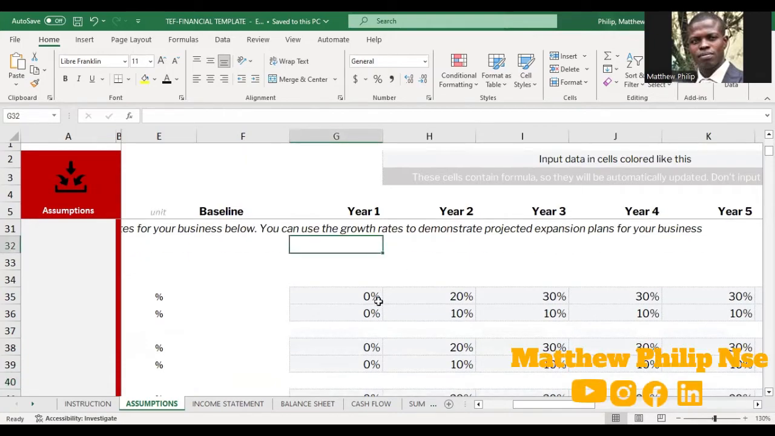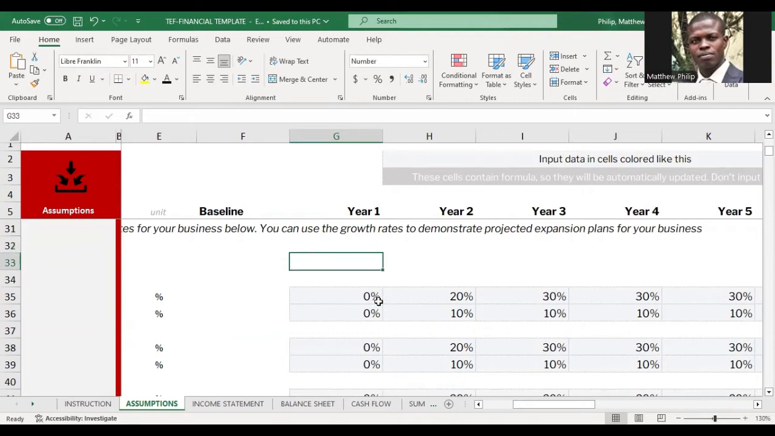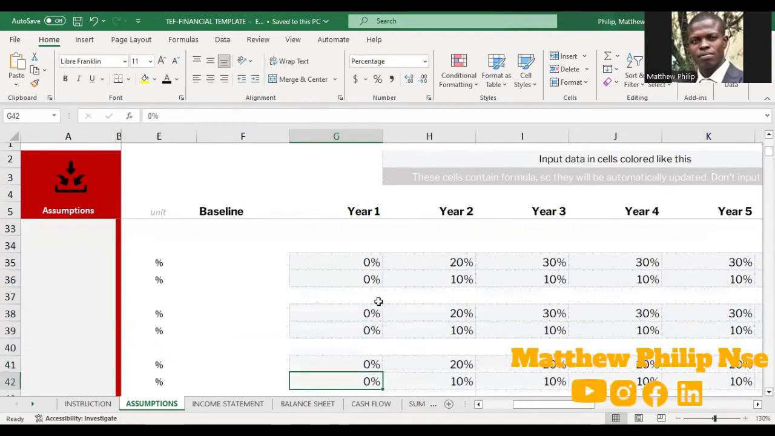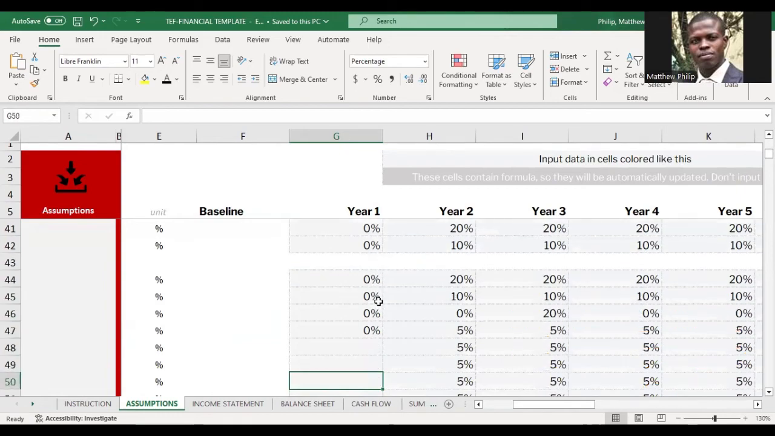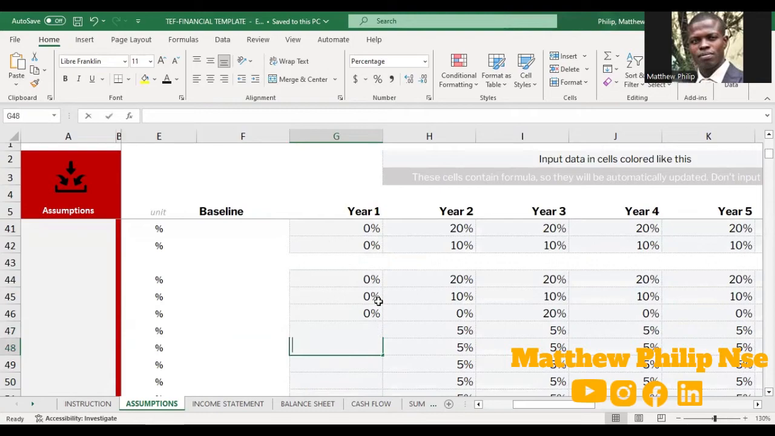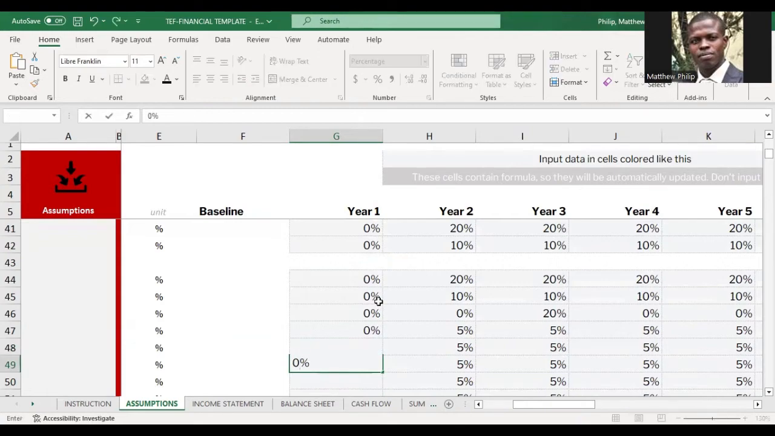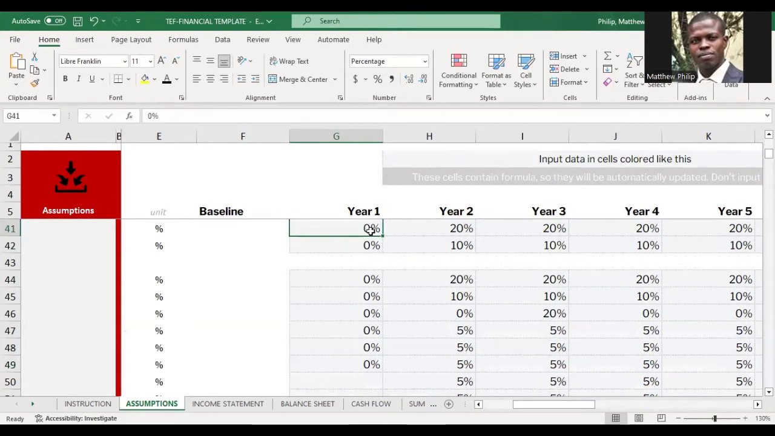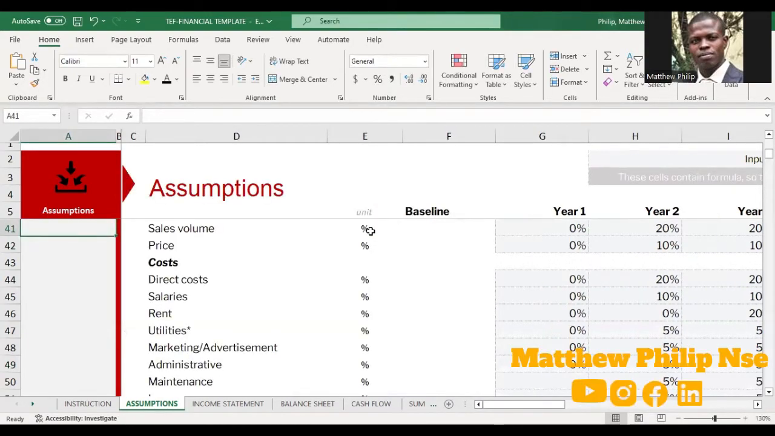This template, I prepared it as if the business is a startup business, and all the figures on this template are hypothetical. They are not real figures. So if your business is a startup, a new business idea that has not been launched, then for year 1, your growth rate should be 0 because you don't have any baseline figures. All the parameters in year 1 should be 0. Having said that, let's now go back to the parameters.